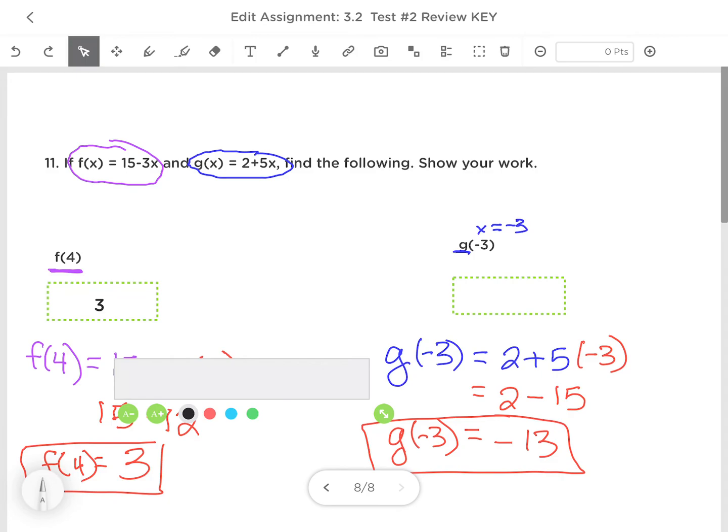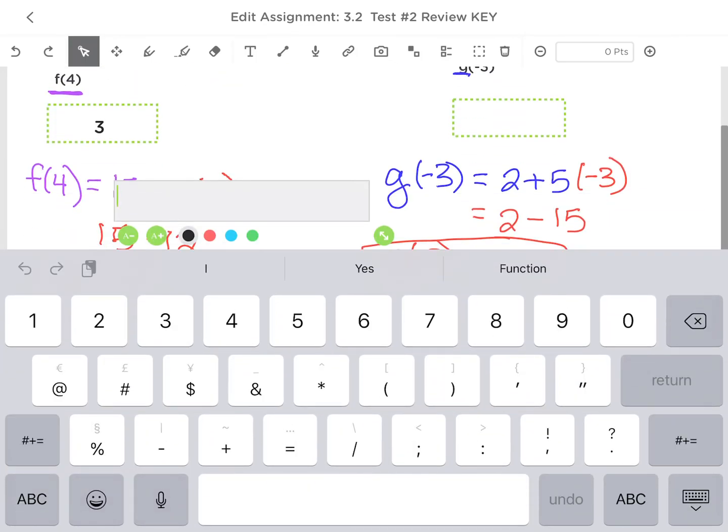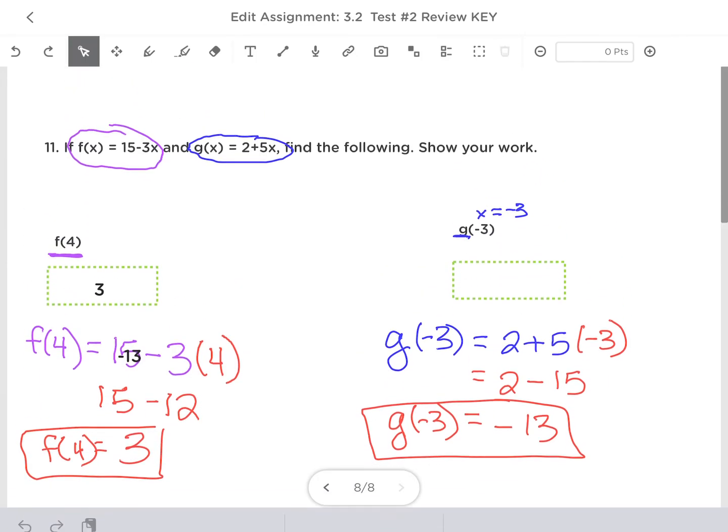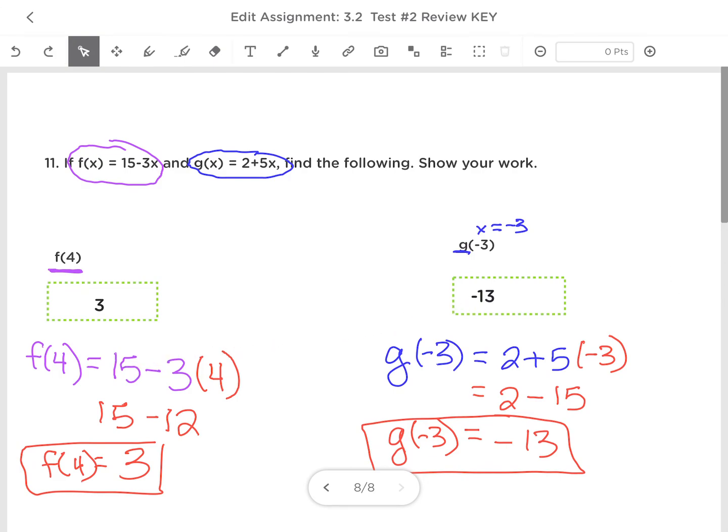Okay, also type it in the box. Negative 13. And it goes right there.